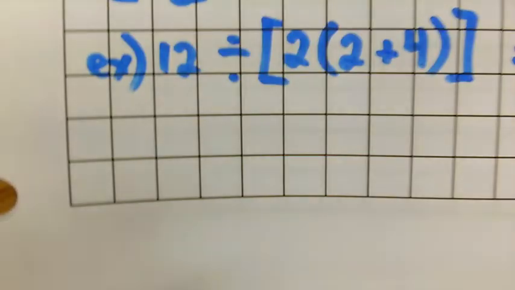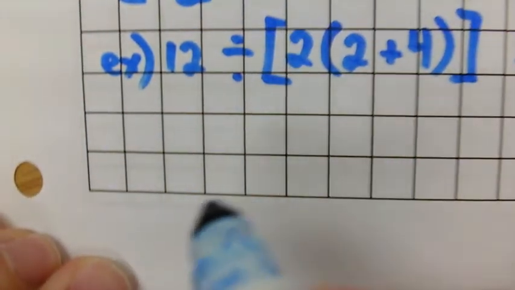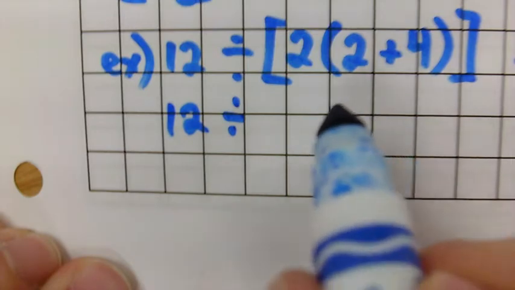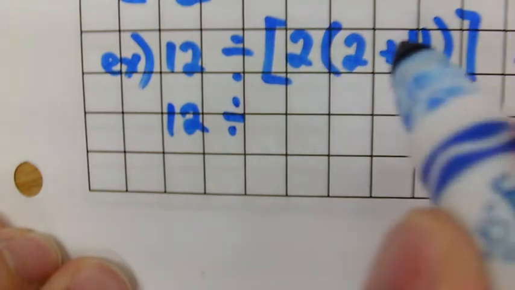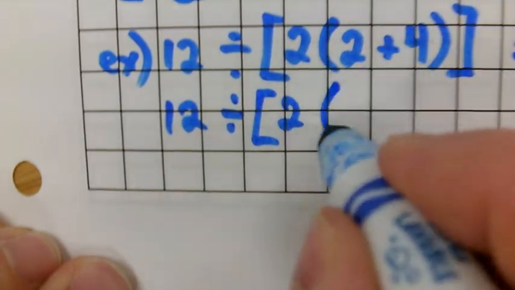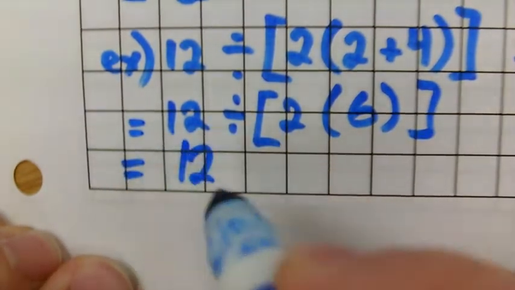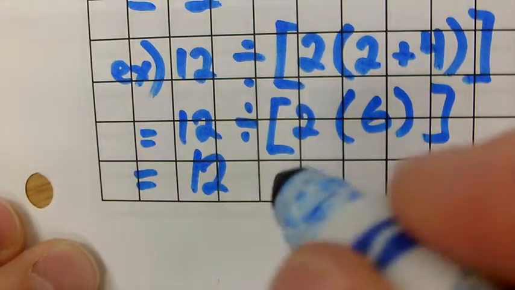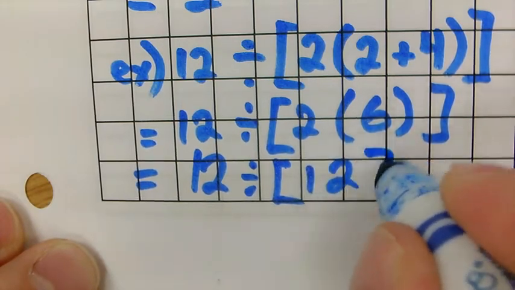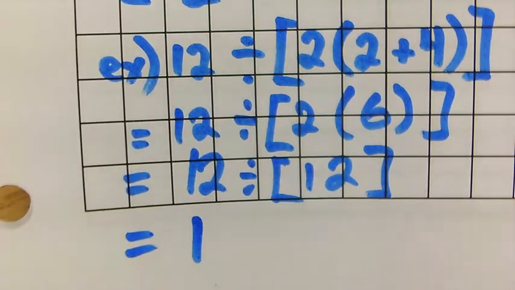Another example here, 12 divided by, in brackets, 2 times the sum of 2 plus 4. So this is 12 divided by, and there's brackets here, so we're doing what's in the brackets first. But do I do the 2 times 2? No, because I need to do what's in the brackets first here. So here in these parentheses, 2 plus 4 is 6, right? And then I'm going to take the product of 2 times 6. 2 times 6 is 12. So this is 12 divided by 12, which is 1. So that's how we used order of operations in the past.